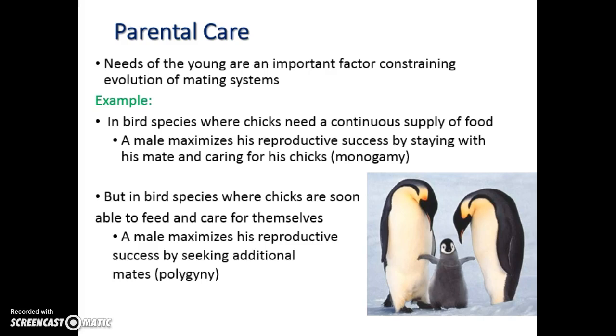So again, what's going to drive the type of behavior in terms of reproduction, mating, and parental care is going to be determined by what behaviors are going to result in the reproductive success and also the survivability of the offspring.